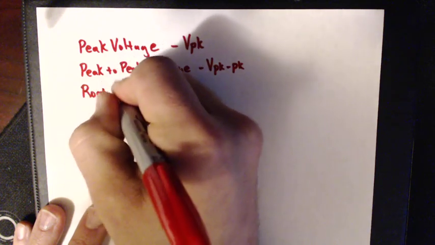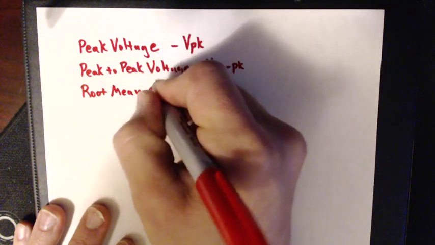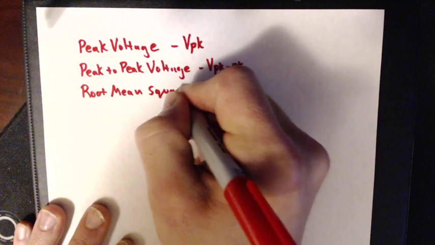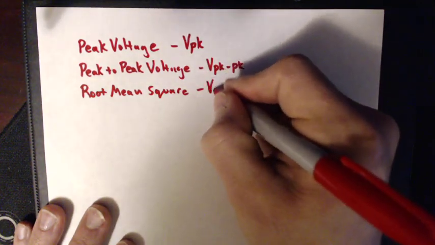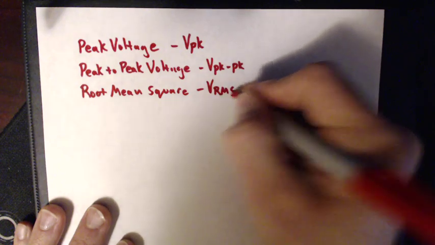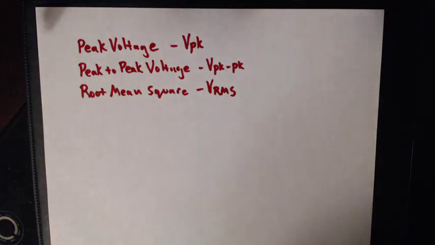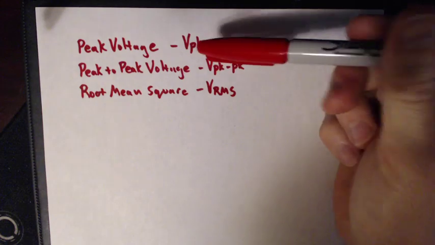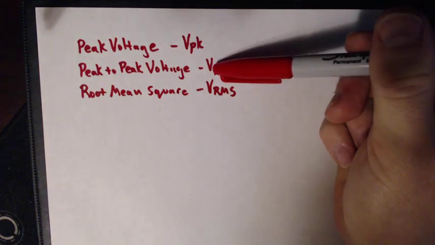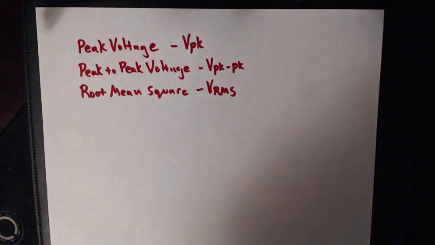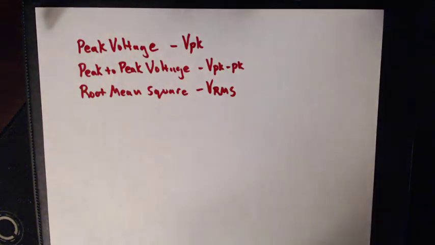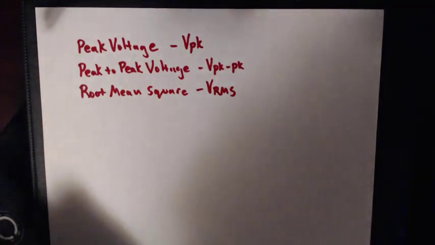root mean square, which we would refer to as VRMS. Now, I'll go ahead and talk about these first two, and then we'll get into some detail and explain the last one. But the first two are pretty easy, so let's go ahead and kind of go over that.